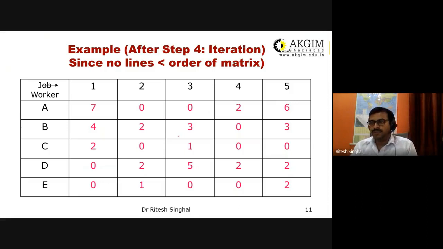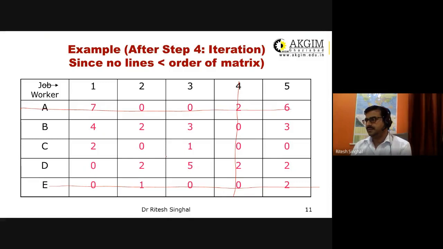Now again draw the number of lines to cover all the zeros. So draw it carefully. Start with the line which has the maximum number of zeros. So first line, 3 zeros cut. Then you would have this line, 2, 3, 3, then 4, and then 5.